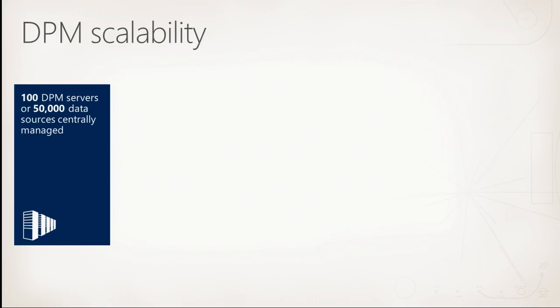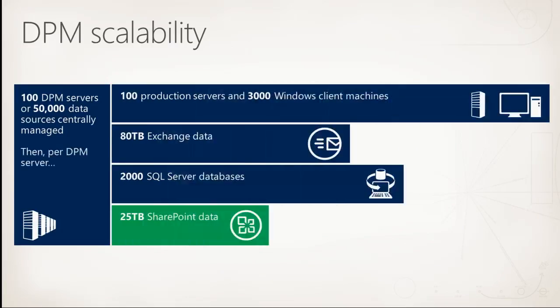of data sources, which is quite extreme when you consider that each of these DPM servers could protect this amount of data. So one DPM server, for example, could protect up to either 100 production servers or 300 desktop or client machines. And what we mean by that is a production server would be something like a SQL, Exchange, SharePoint server, and the client machines may be desktops or laptops in the organization, where you're protecting the local files on those machines if you're not roaming or having network-type shares for users.